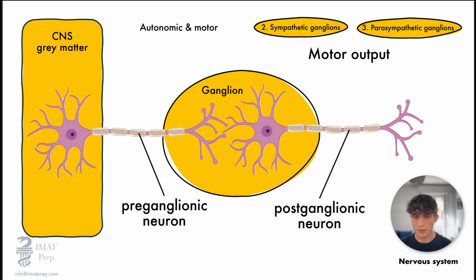So let's take an example. The sympathetic nervous system tells the heart to beat faster. The parasympathetic nervous system tells the heart to beat slower. So these are both commands that have to go to the heart. Where does this command come from?